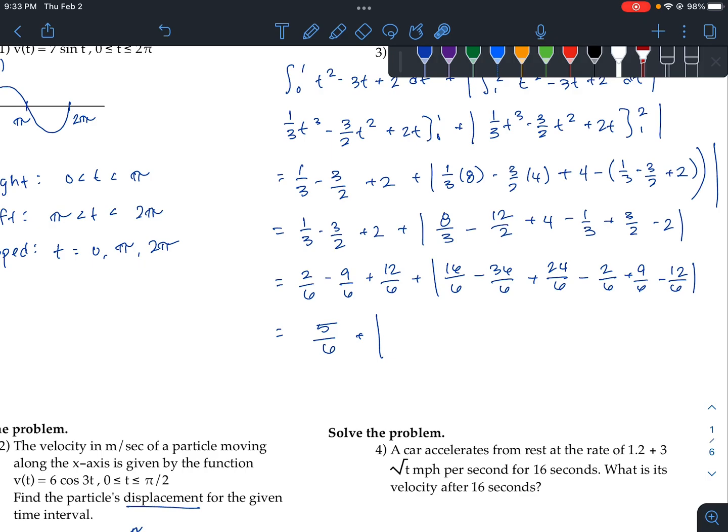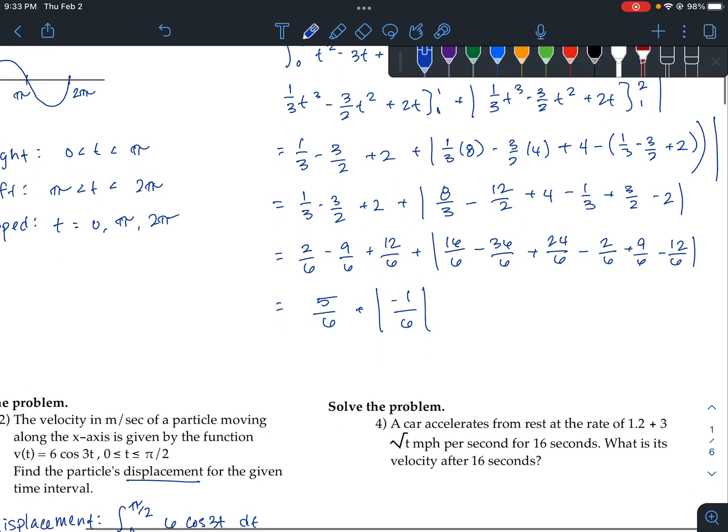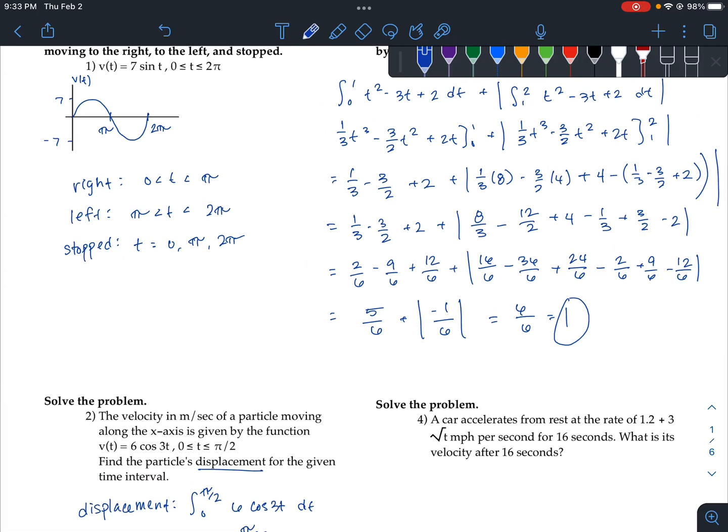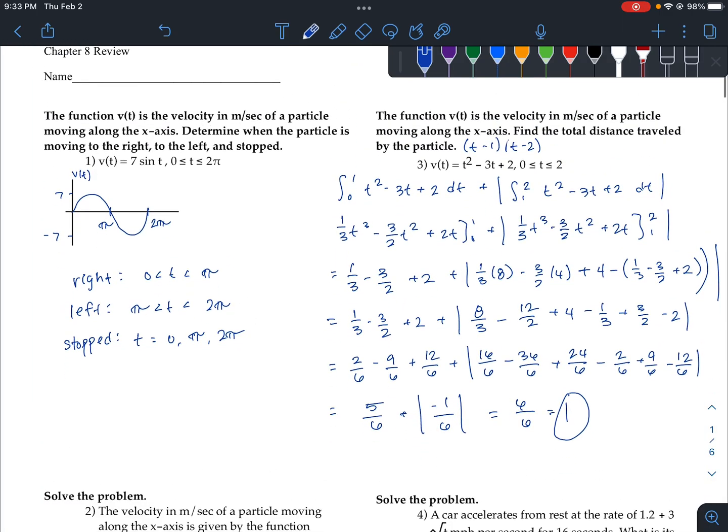36 plus 24 minus 2 plus 9 and minus 12, and I got negative 1/6. And so when I add these together, remember that that's an absolute value, so that's 6/6, which is equal to 1. So total distance traveled is 1 for that particle.